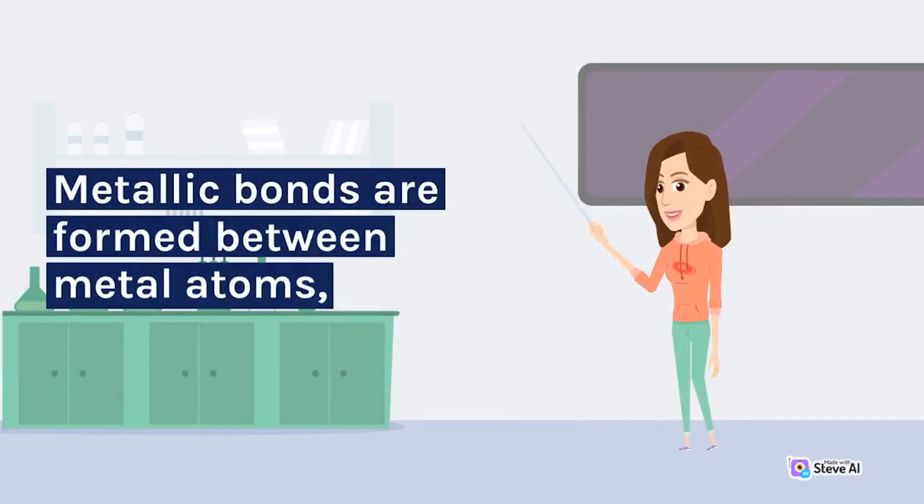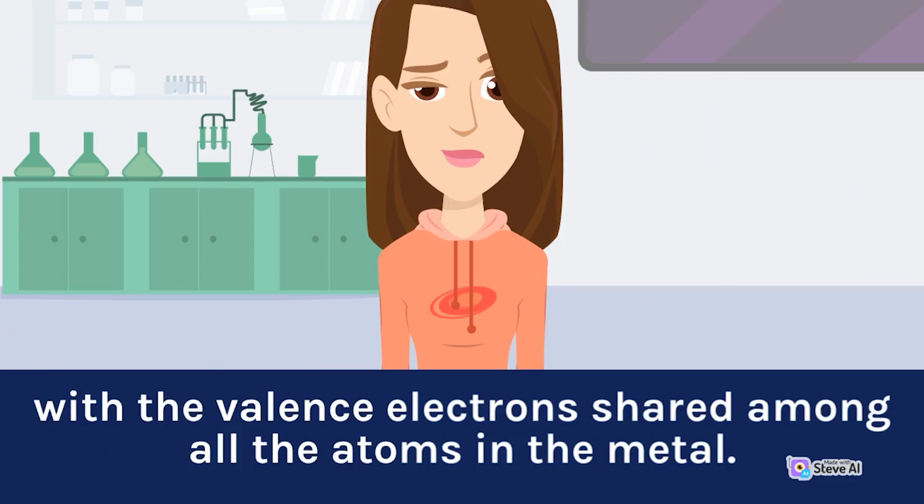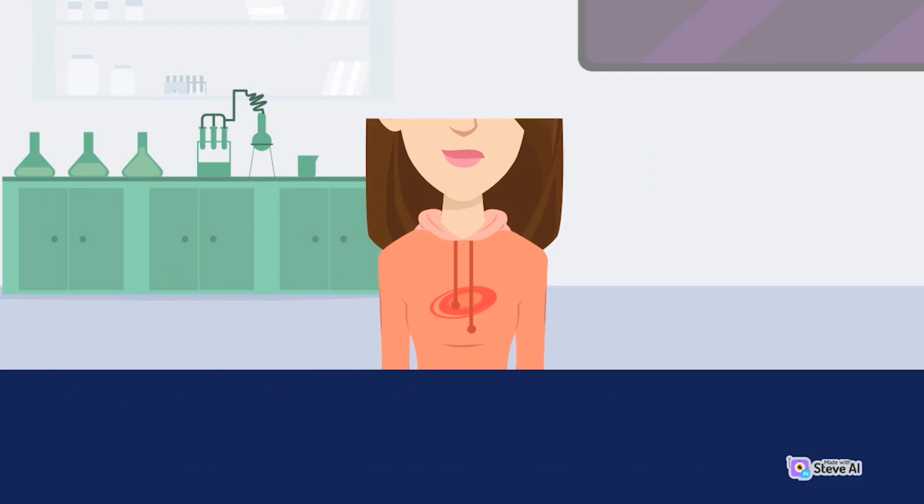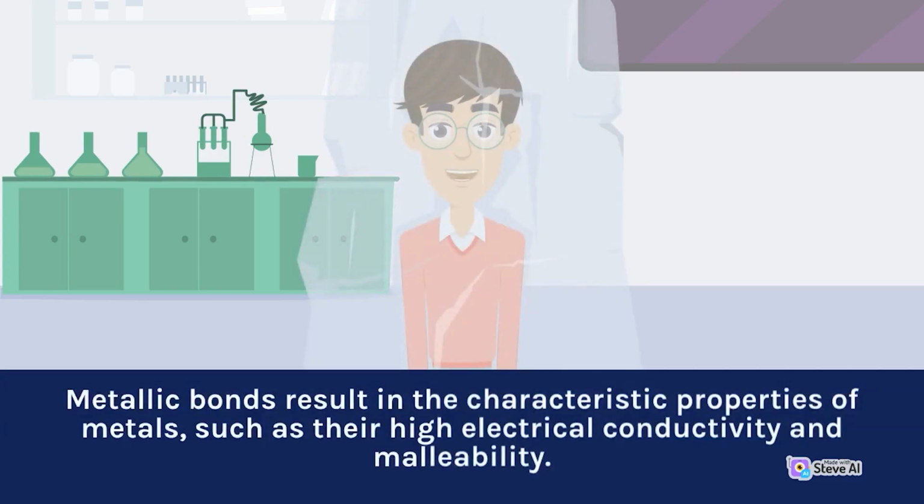Metallic bonds are formed between metal atoms, with the valence electrons shared among all the atoms in the metal. Metallic bonds result in the characteristic properties of metals, such as their high electrical conductivity and malleability.